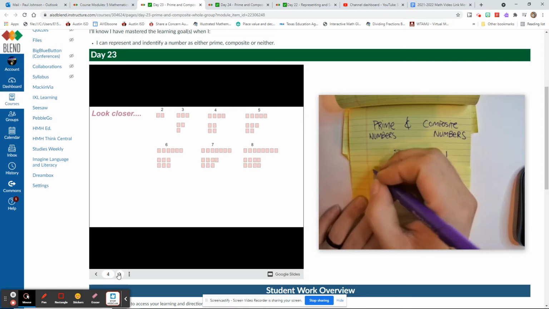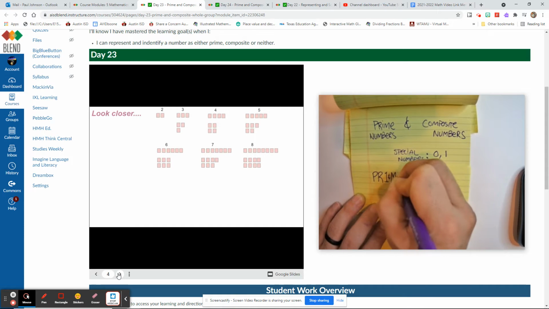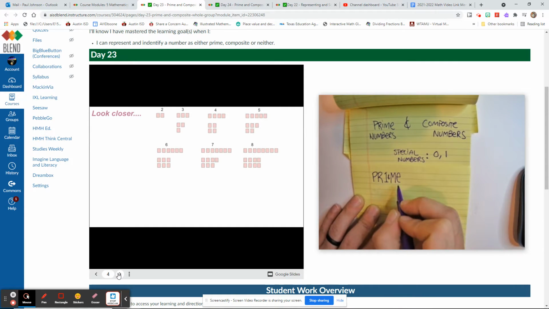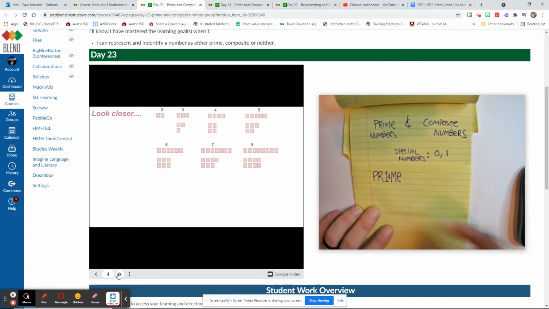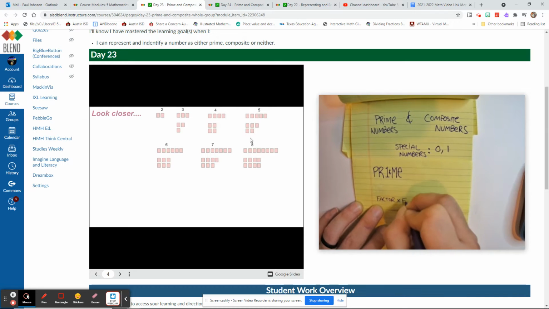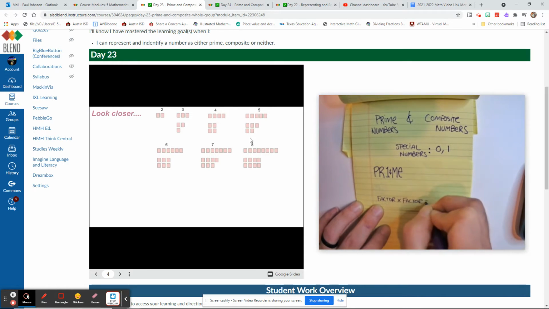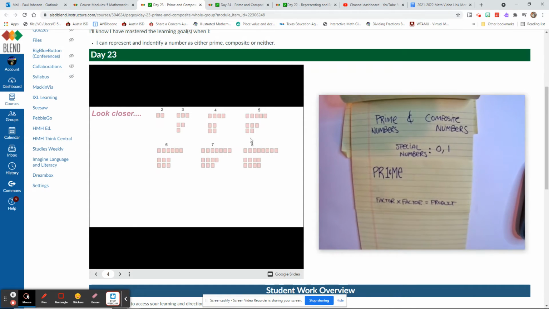Prime, the way that I like to remember prime is prime has two factors, all right? And this is just how I remember it. Prime, this kind of looks like prime, but this is 1 and me, all right? So it has only two factors. Remember with multiplication, factor times factor equals product. So the only way to make a prime number is by multiplying 1 and the number itself.